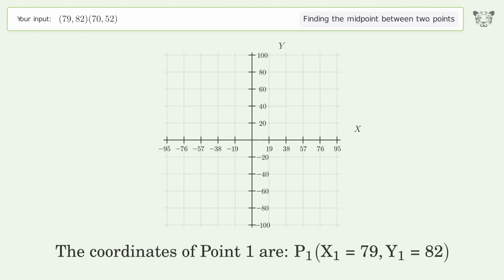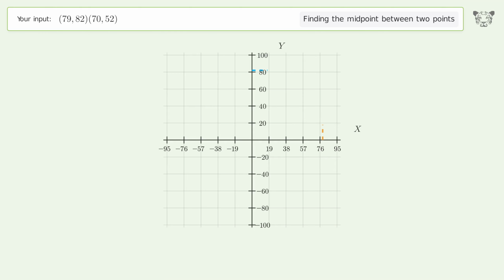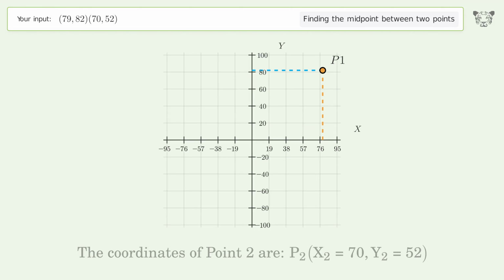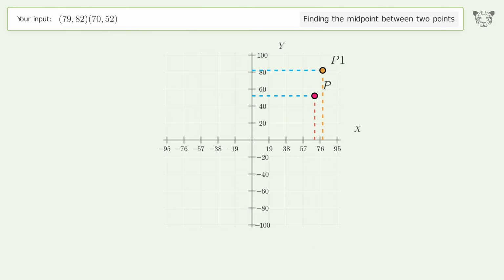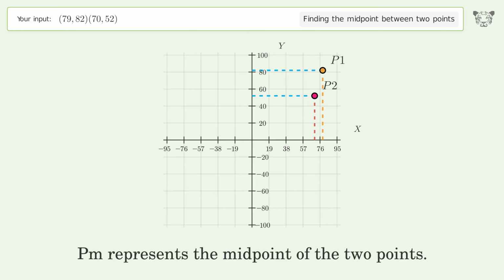The coordinates of point 1 are x1 equals 79, y1 equals 82. The coordinates of point 2 are x2 equals 70, y2 equals 52. PM represents the midpoint of the 2 points.